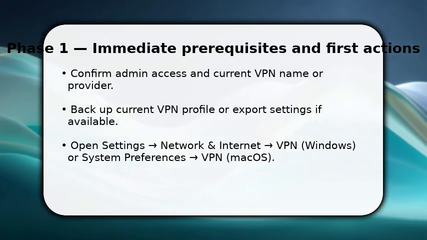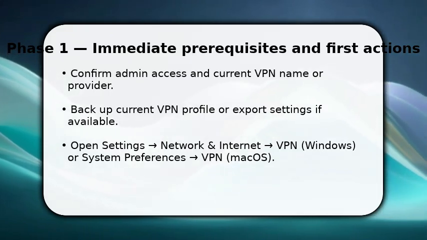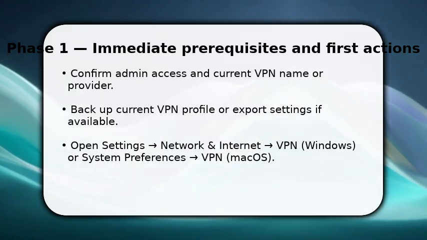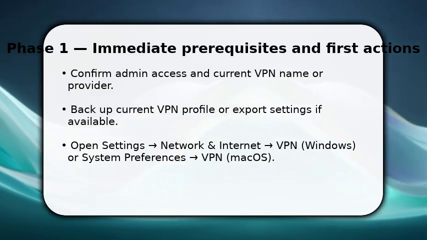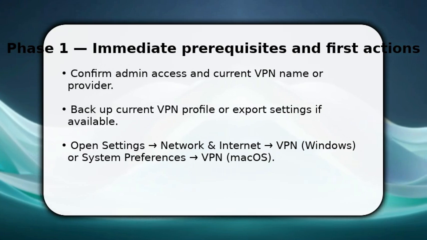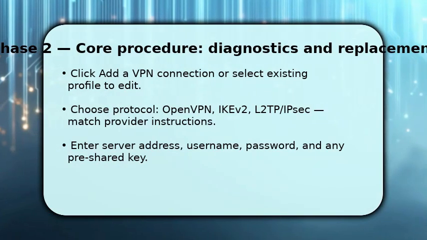On Windows, go to Settings, right arrow Network and Internet, right arrow VPN, and on macOS, open System Preferences, right arrow Network, right arrow VPN. Make sure you have the new server, username, and password at hand because you will enter them in the next step. You now add or edit the connection.